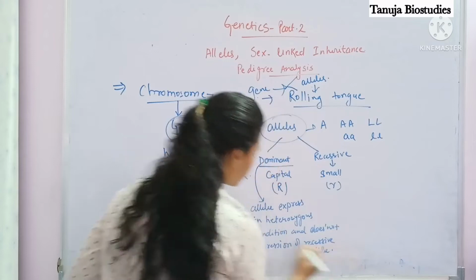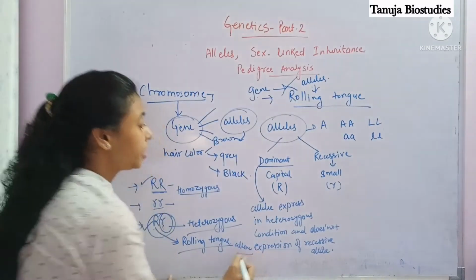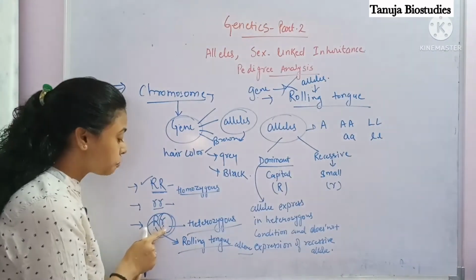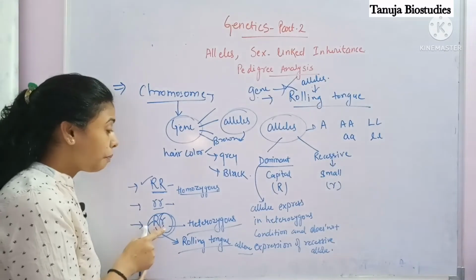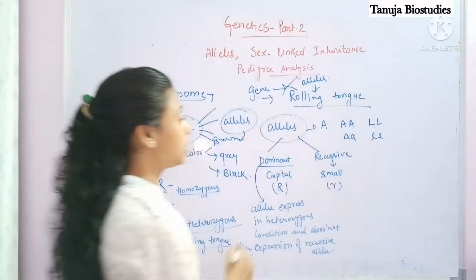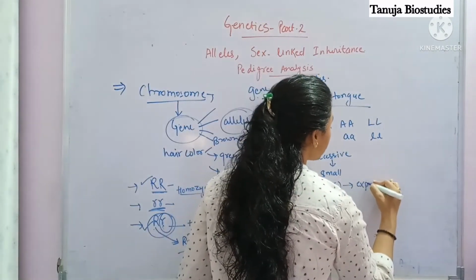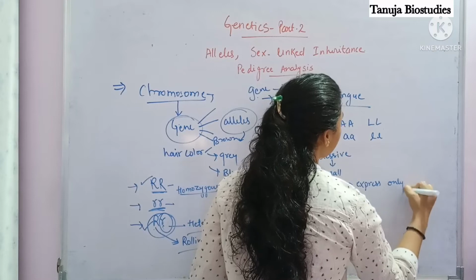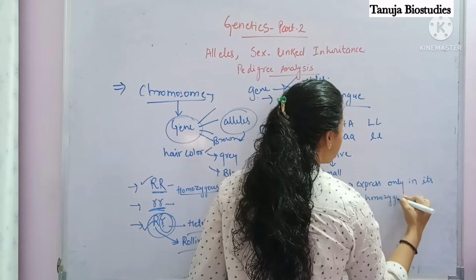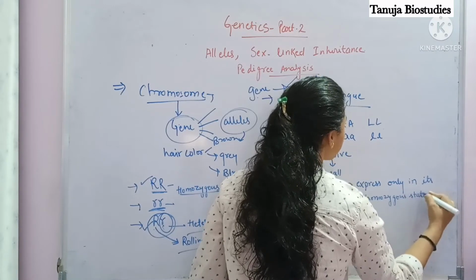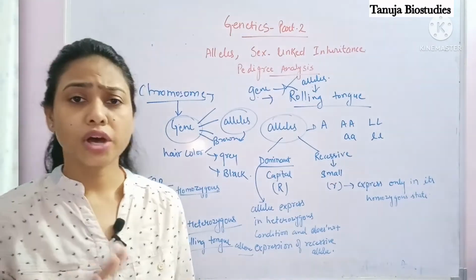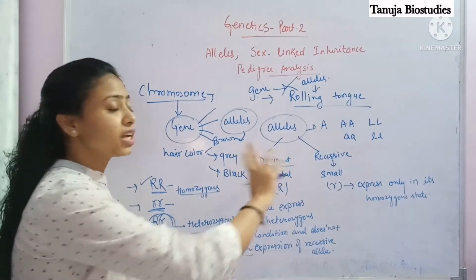Understood? Okay, these are called dominant alleles. Now what is a recessive allele? The allele which cannot express in the presence of a dominant allele, it is only expressed in its homozygous state, okay? So a recessive allele expresses only in its homozygous state and does not express in the presence of a dominant allele. Are you clear? There are two terms, dominant and recessive.